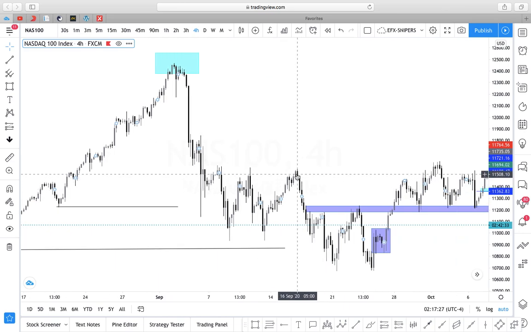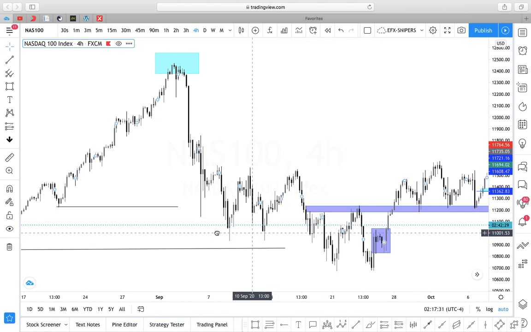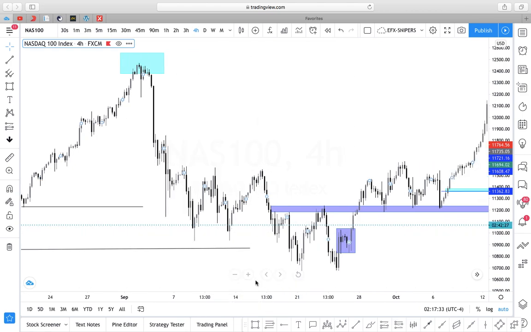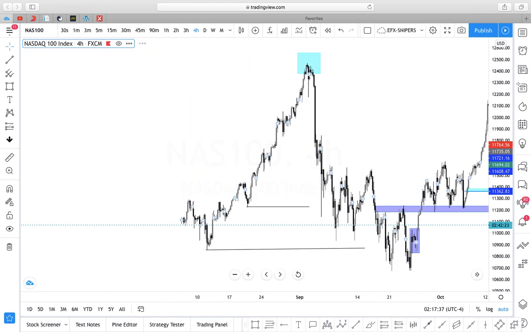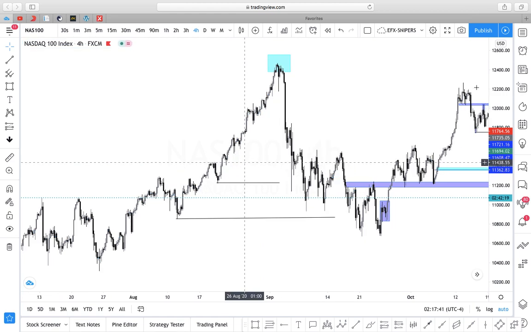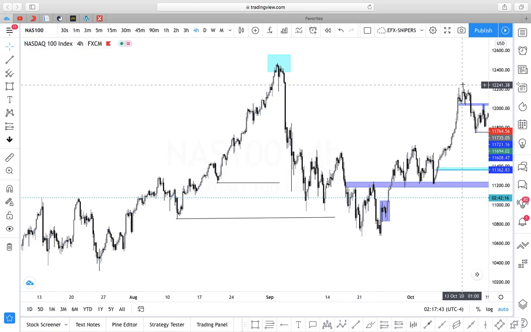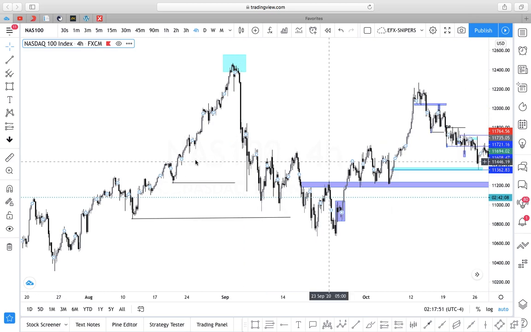Okay, it's working now. So they print what we call a lower low from this, a lower high from this level. Then market starts going down, going down. This is what I was explaining to you guys.